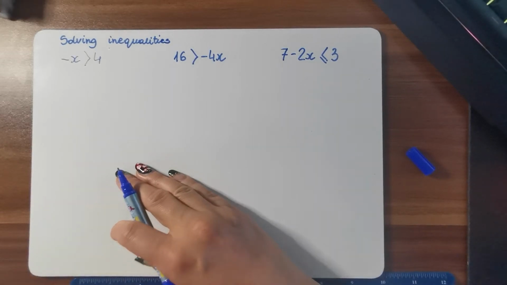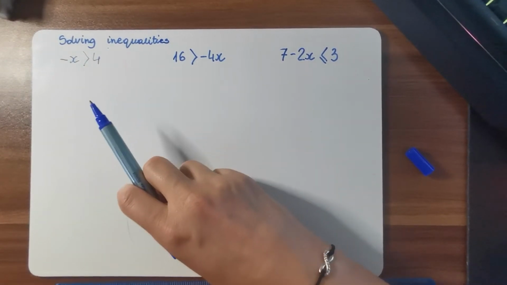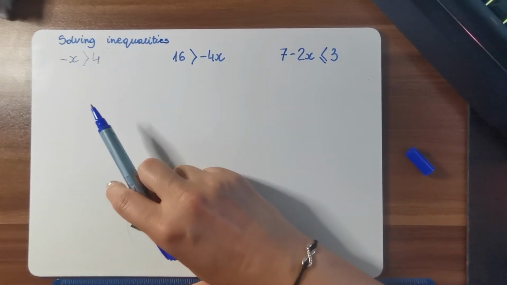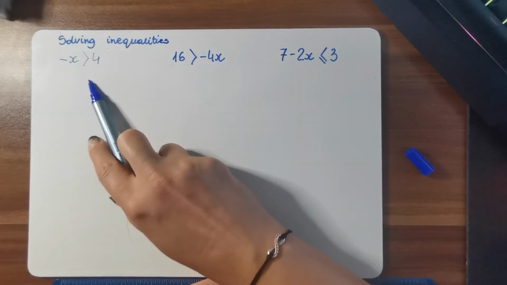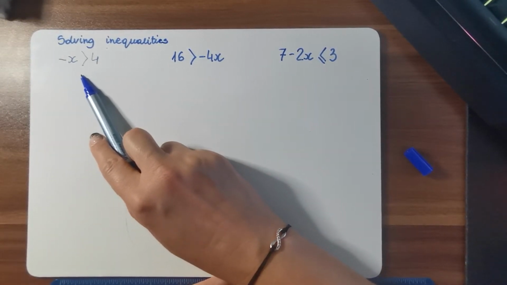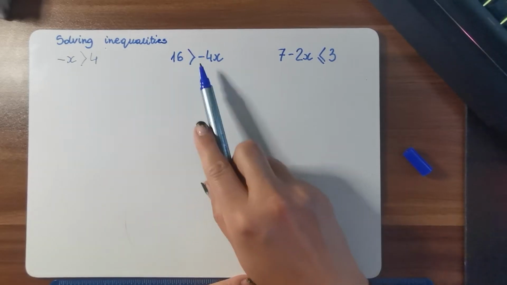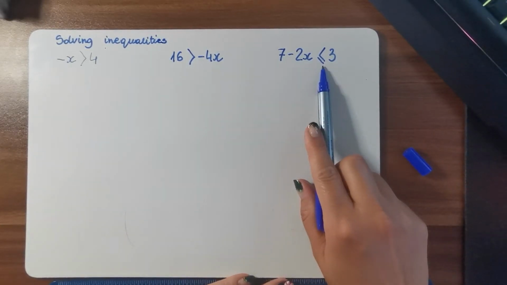Hello, Year 9. Today we will be solving inequalities with negative variables. In a previous video, I explained why we have to change the sign and what is actually going on when we are dividing or multiplying the inequality by a negative number. So you already know that we need to flip the sign of our inequality.